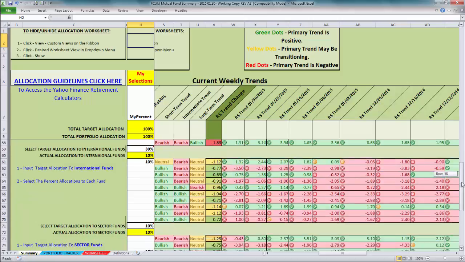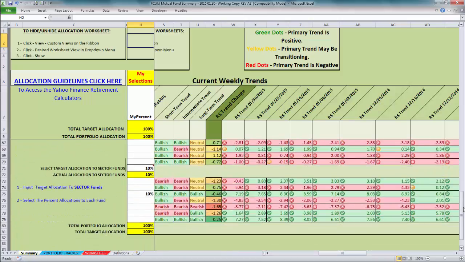And finally, let's move down a little bit more to some more of the allocations that we have. We have a 10% allocation to one of the sector funds. This one's still showing that it's got a bullish trend, and with the bright green light, we're showing that this one has again been one of the stronger performing funds on a week over week basis.